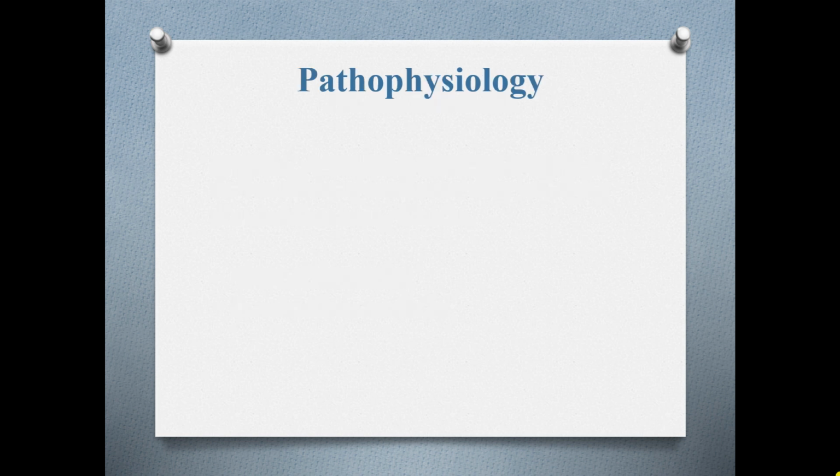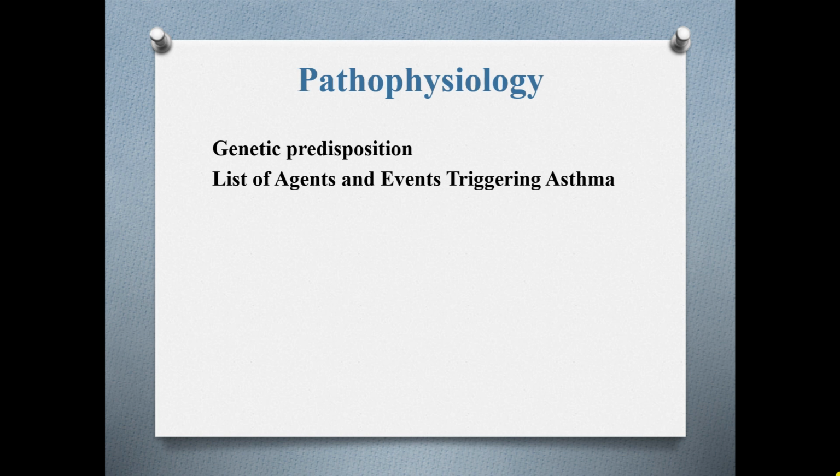Now we see the pathophysiology of the disease. Bronchial asthma occurs either because of genetic predisposition, which means certain asthma runs in the family, and second is the acquired disease, where a list of agents or events will trigger the asthma, which is not genetically transmitted, but the patient is sensitive to certain agents or events.